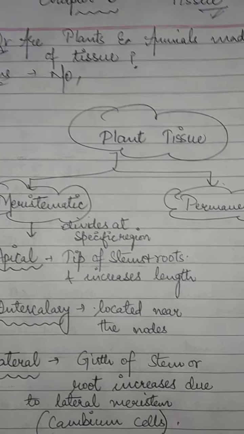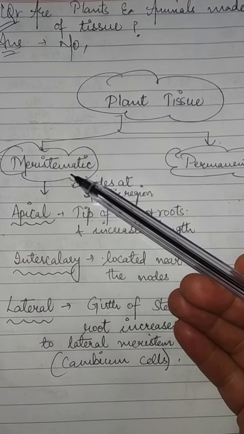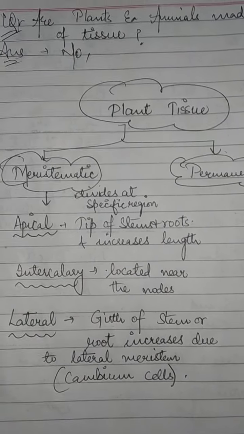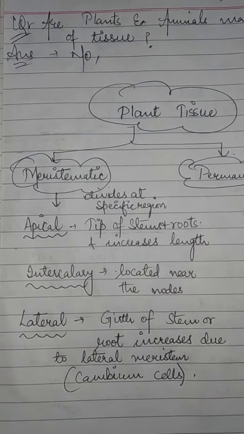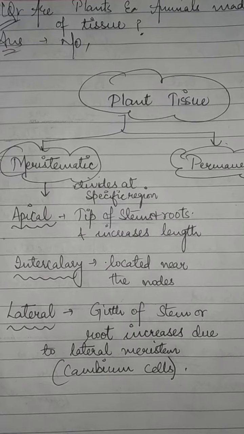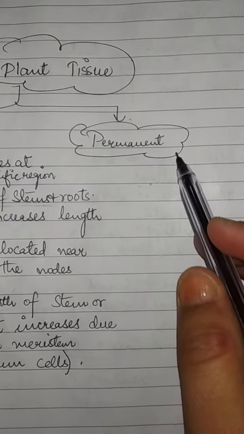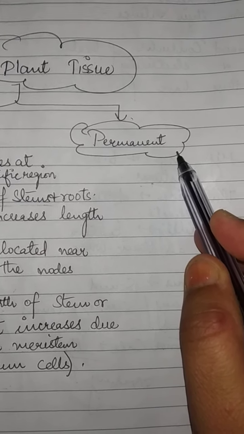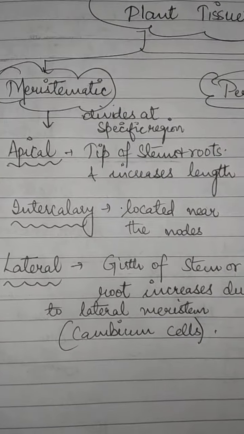So first we discuss the plant tissue, which is divided into two categories, meristematic and permanent tissue. Another name of meristematic is temporary tissue. Temporary tissue means the cell is actually dividing at specific regions. Clear? Here the cell multiplies, cell division occurs, and when it attains a permanent stage, that is called permanent tissue. We will discuss permanent later on. First we continue with the meristematic.